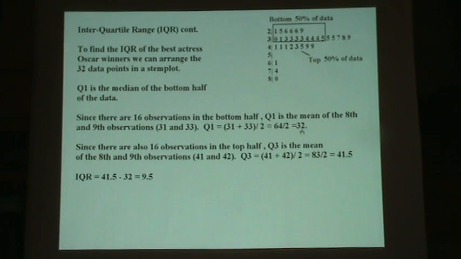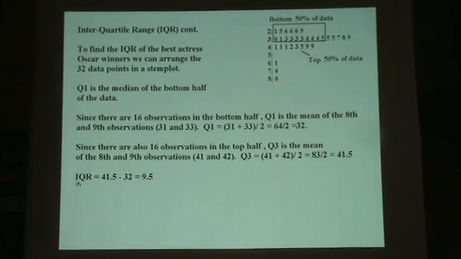So it's 32. Now, since there are 16 observations in the top half, then Q3 is the mean of the 8th and 9th observation in the top half, and the 8th and 9th observation in the top half would be 1, 2, 3, 4, 5, 6, 7, 8. So it would be 41 and 42. So the mean of 41 and 42, so Q3 is equal to 41 plus 42 divided by 2, which gives me 83 divided by 2, which gives me 41.5.